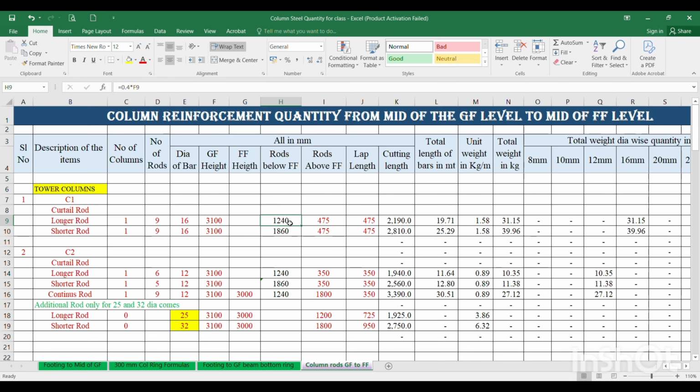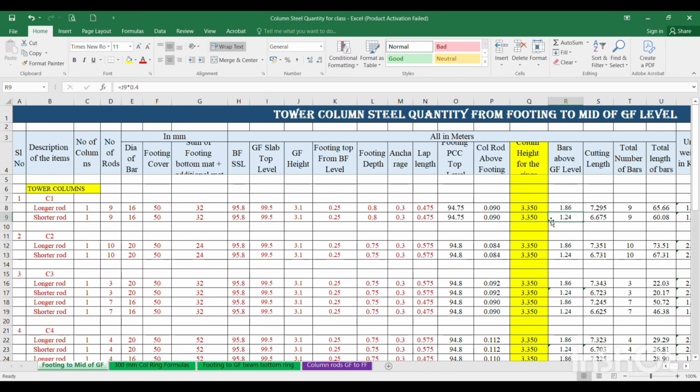Then rod below ground first floor, how much it will be there? Here I am going to take this longer rod, no? For the longer rod I am taking 0.4 times of this ground floor height, because already we have taken in the ground floor, no? Here we have taken, you see, this is the column number C1 in the footing to ground floor level calculation. Here I have taken bars above ground floor is longer rod 0.6 times of ground floor height, and this is 0.4 times of ground floor height.